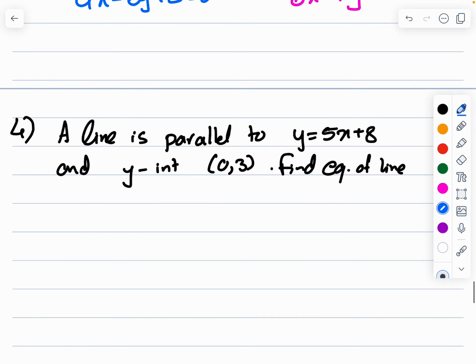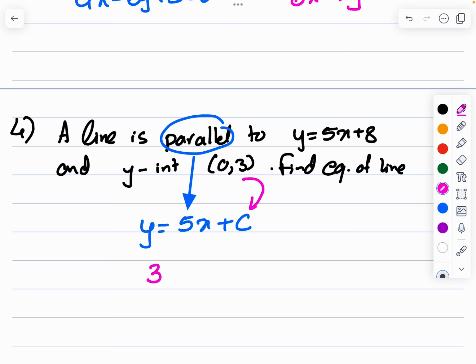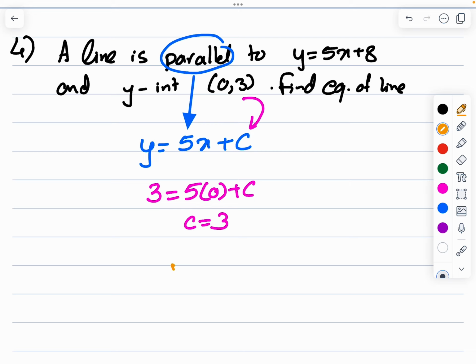So what am I going to do? When it is parallel to y equals 5x plus 8, it means it is y equals 5x plus c, because it is parallel. Only the y-intercept will change. Now it is passing through (0, 3). So plug in 3 equals 5 times 0 plus c. So c equals 3. So what's going to be the equation? y equals 5x plus 3. In case of parallel, only the y-intercept changes. So instead of writing plus 8, I wrote plus c.